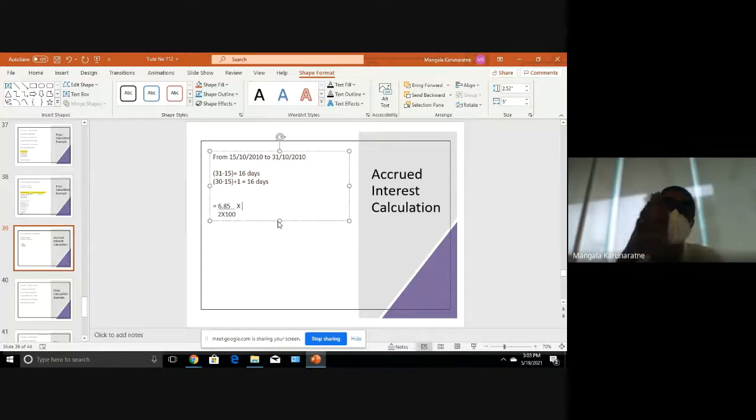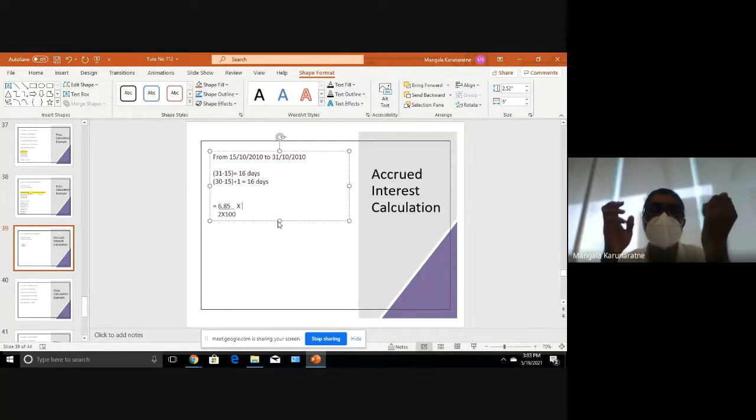This is now 6.85 divided by 2 divided by 100. It is the decimal value of the interest, coupon interest. 6.85 is a percentage, right? So if you want to make it the decimal value, then we divide it by 100, right? And we divide it by 2 because 6.85 is the annual coupon rate. Now we want to get the 6 months. This is a semi-annual coupon payment bond.